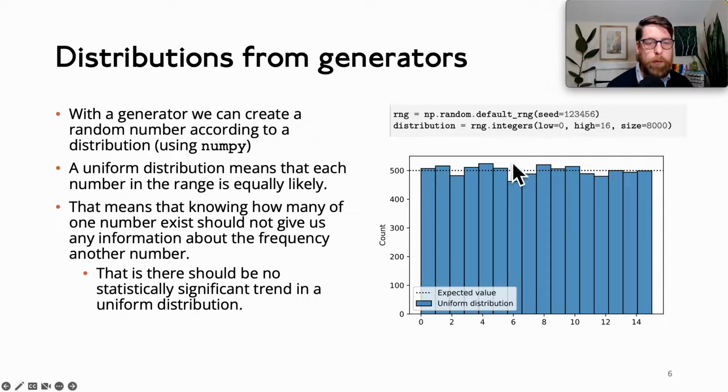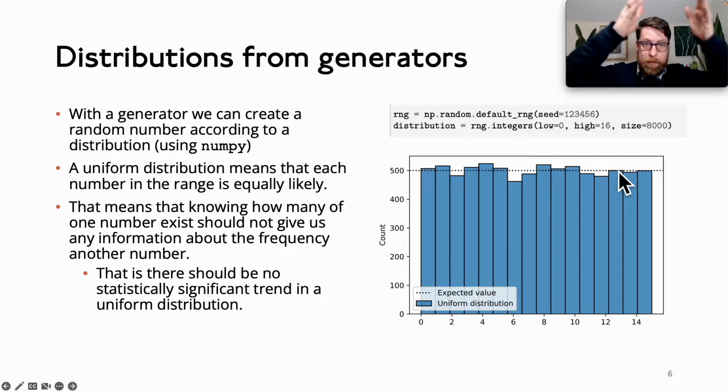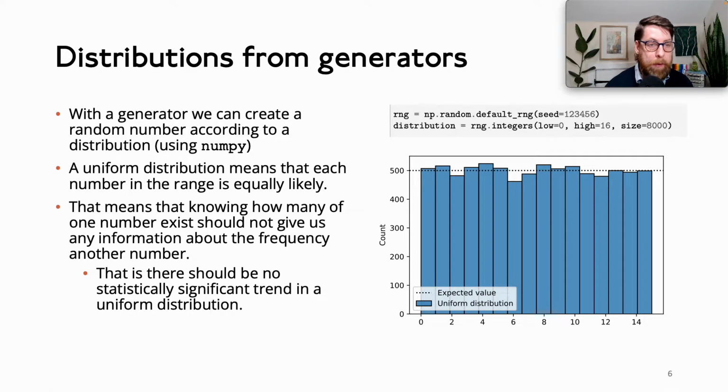Now the thing about this uniform distribution is that if we know how many number threes there are, or how many twos there are, let's say this is 0, 1, 2, it shouldn't really help us make a better guess of these other numbers, other than knowing the expected value. In this case, the expected value is 500. 8,000 of them, so we expect 500 in each bucket. But if we look at this value, it's really low, or this value is high, is it going to tell us something additional about that? Not really. It's a uniform distribution.